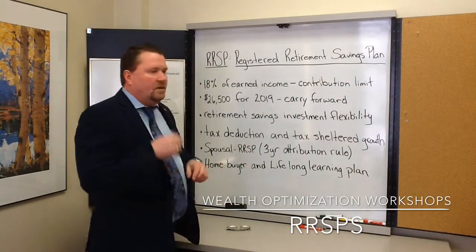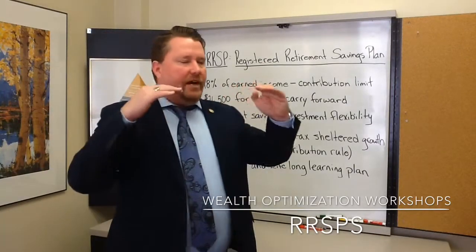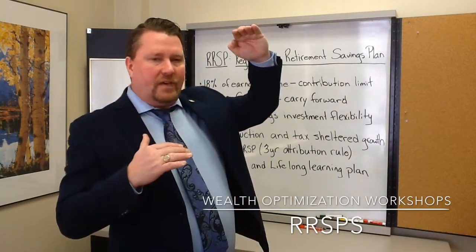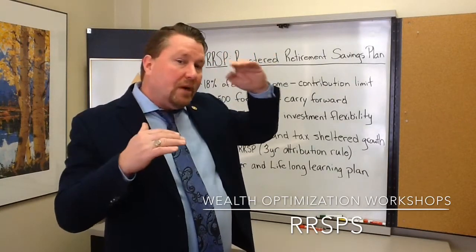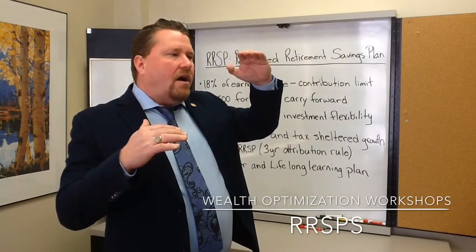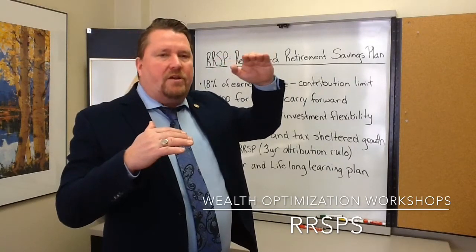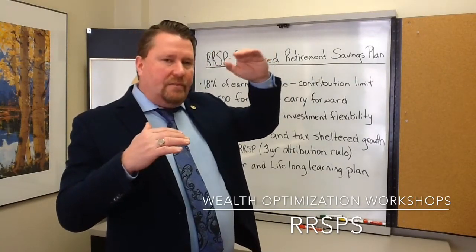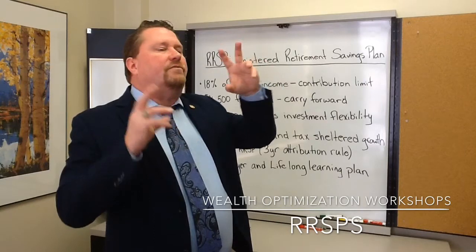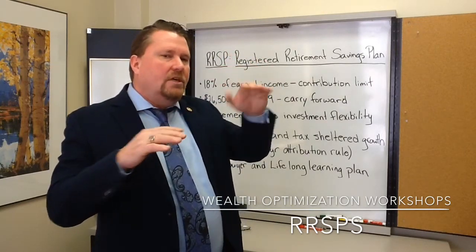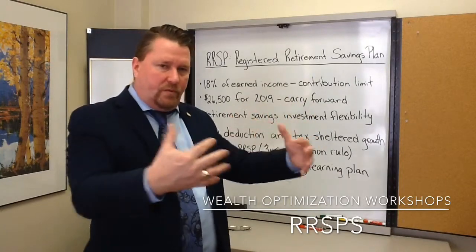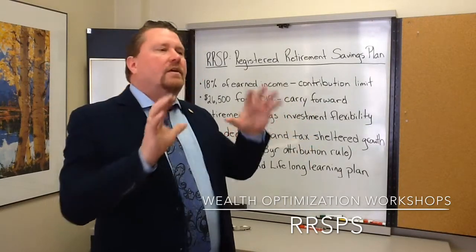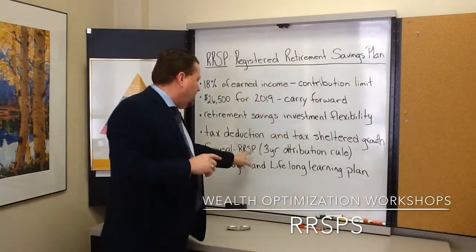Spousal RRSPs. Where would this fit? If you've got two spouses and one has significantly higher income, so a higher marginal tax bracket than their spouse, and often this person may also have significant pension or retirement savings, you can use it for income splitting purposes, to try to split income as equally as possible in retirement when you're withdrawing the money. This is where a spousal RRSP would fit.